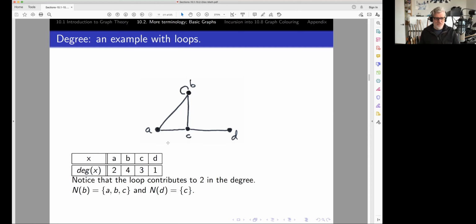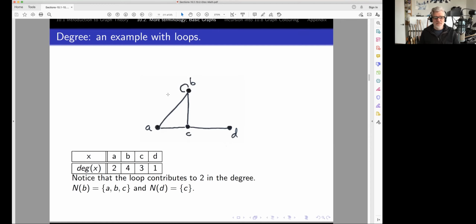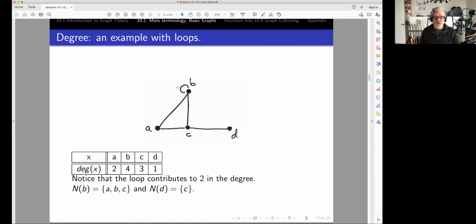The degrees are as follows. The degree of A is 2, degree of C is 3, degree of D is 1. That's easy. And degree of B is 4. The reason is that we count the loop twice. And I will explain why we do that, although from a geometric point of view, you might say there's a certain logic to this. Okay, so the neighbors of B are A, B, C. So be careful, right? B is considered to have degree 4, even though it has 3 neighbors.